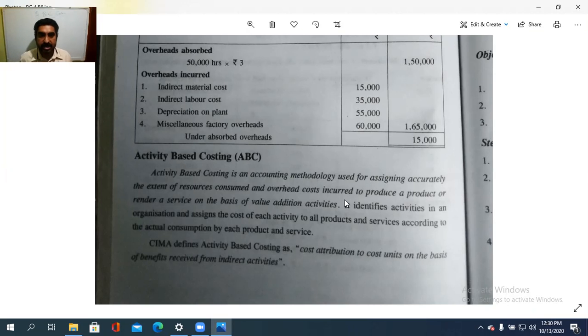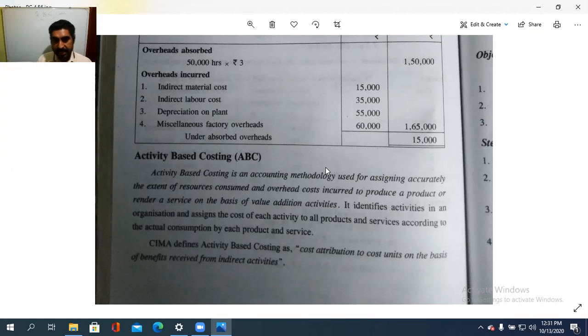Activity based costing is an accounting methodology used for accurately assigning the extent of the resources consumed and the overhead cost incurred to produce a product or render a service on the basis of value addition activities. It identifies the activities in an organization and assigns the cost of each activity to all the products and services according to the actual consumption by each product or service.